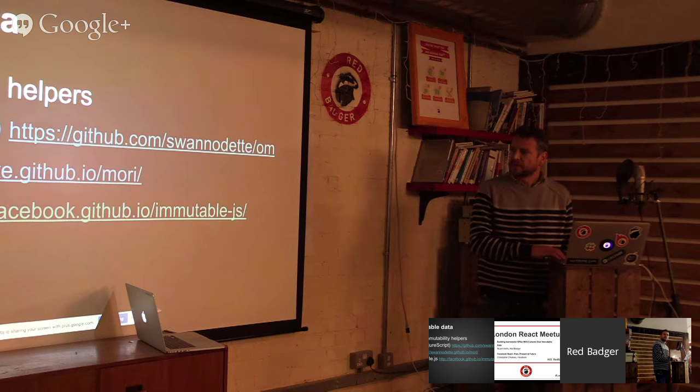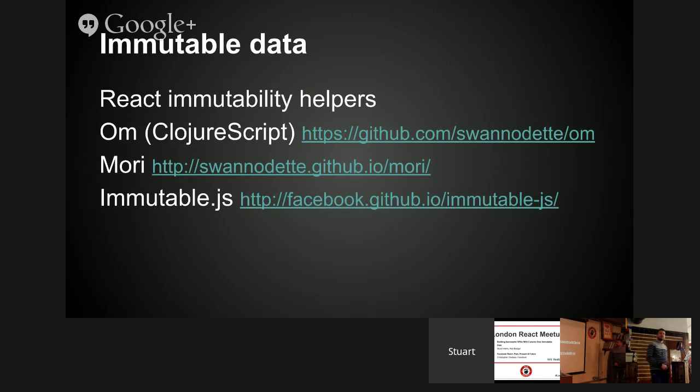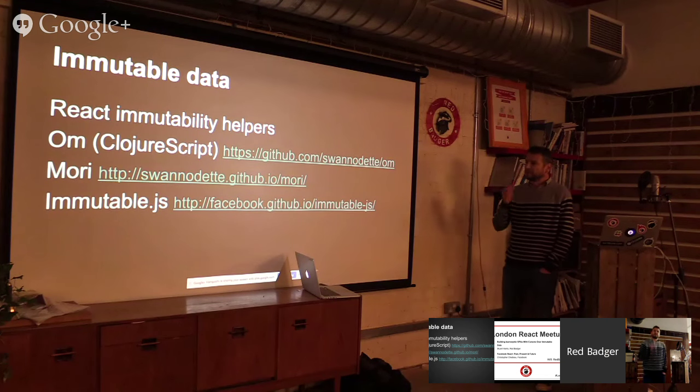So how do we use this in React? Early on, React added in the add-ons the immutability helpers, which gives you a Mongo-type update syntax where you can specify how you want to update your data. Really good. I think we can do better than that.